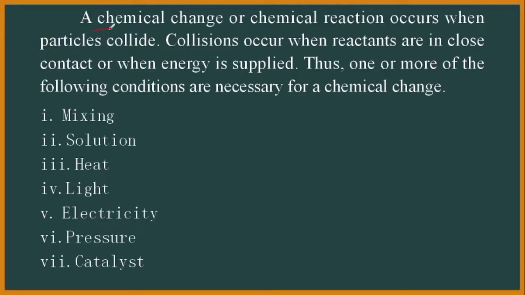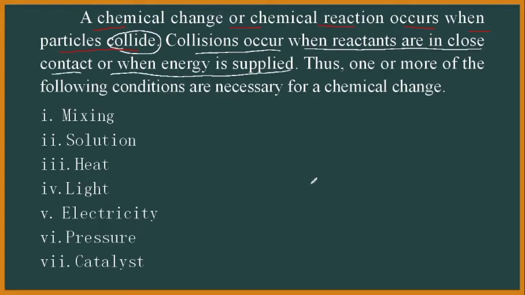A chemical change or a chemical reaction occurs when particles collide. What do you mean by collide? Collide means when they hit each other. When the particles of the reactants hit each other, we call it collision. Collision means a hitting, or we call it bombarding. Collisions occur when reactants are in close contact or when energy is supplied.